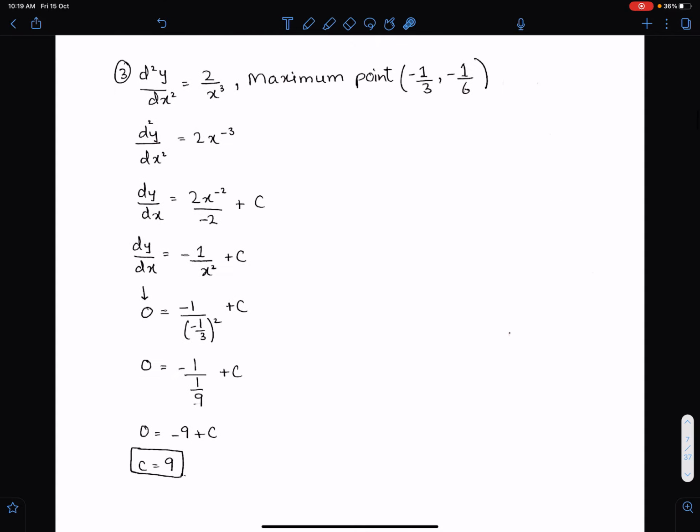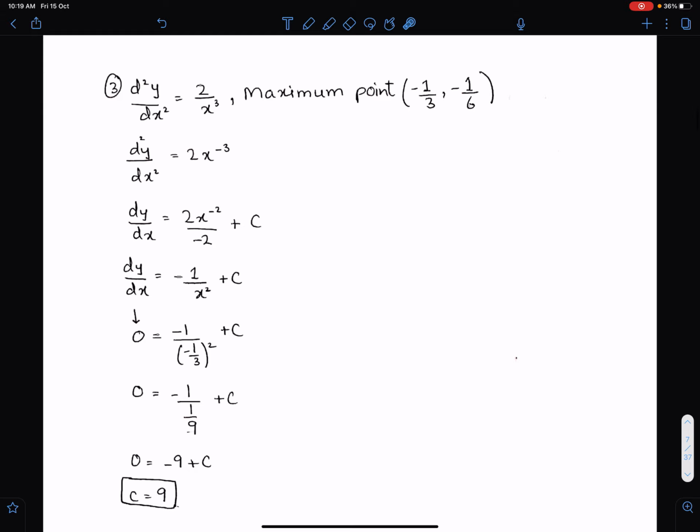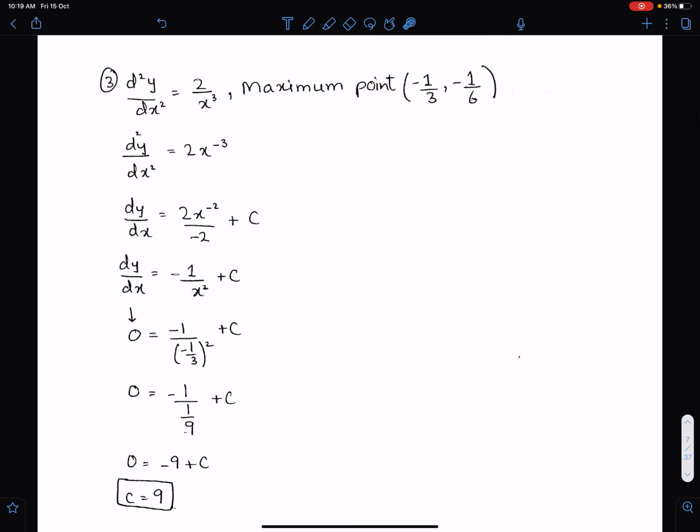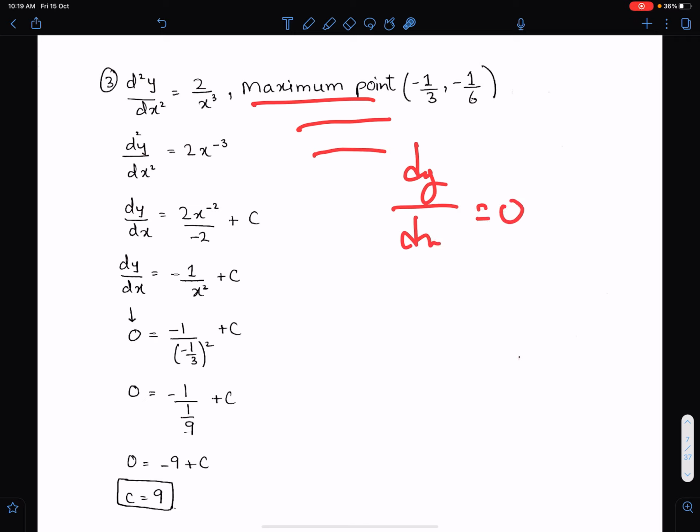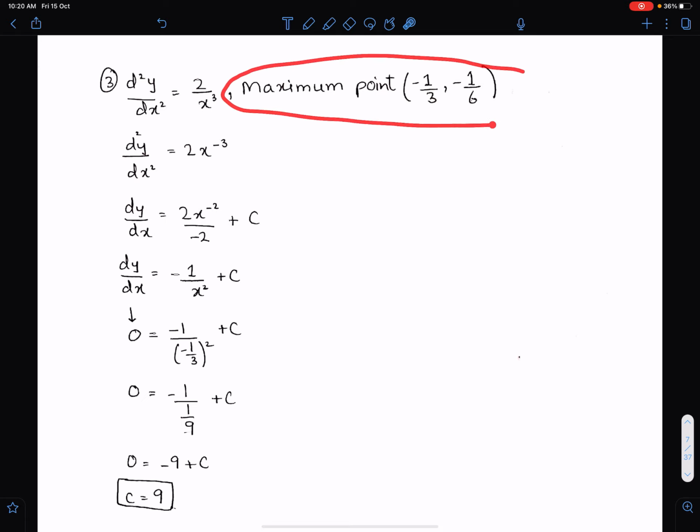This question is very important. We have the second derivative and we have a maximum point. Maximum point, minimum point, or a stationary point all mean the gradient is 0 at this particular value of x. So this given information means the gradient is 0 at x equals minus 1 upon 3.